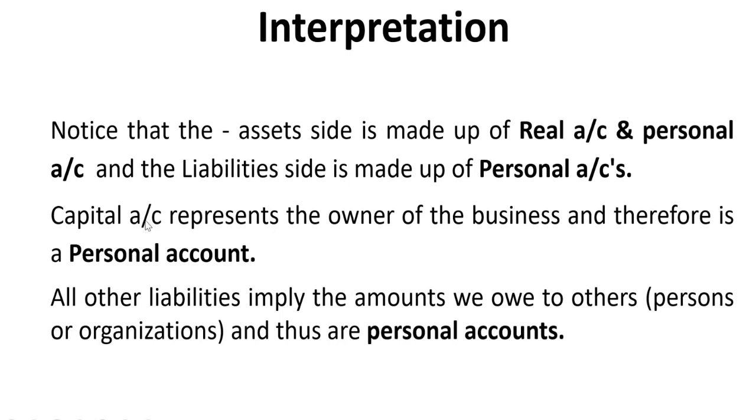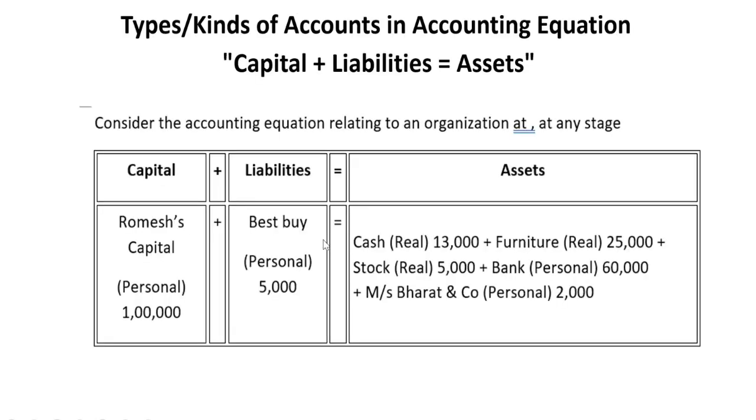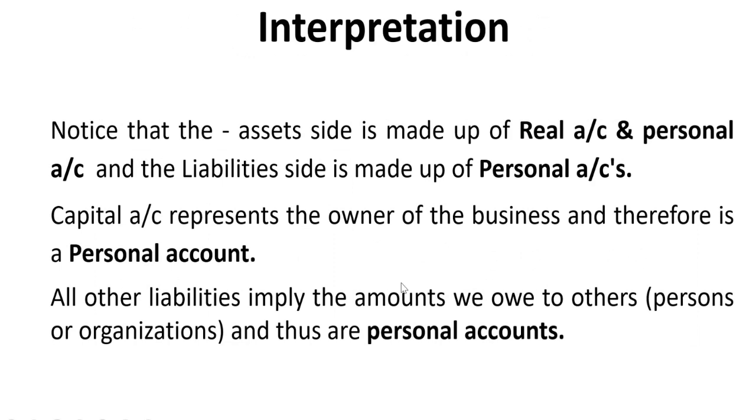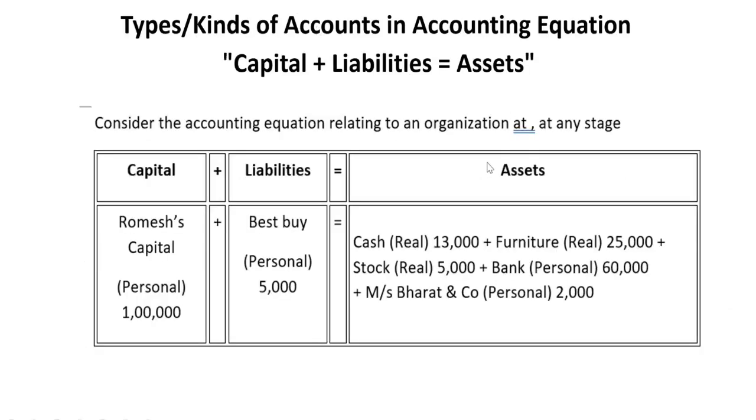And the capital account represents the owner of the business and therefore is a personal account. Yes, go to this one. Ramesh is the owner of the business and this is the personal account. So this is how we can interpret and understand this. All other liabilities imply the amount we owe to others, meaning a person or an organization, maybe a person or maybe any company. That is known as a personal account. So this is the interpretation of personal, real, and nominal in the case of the accounting equation.